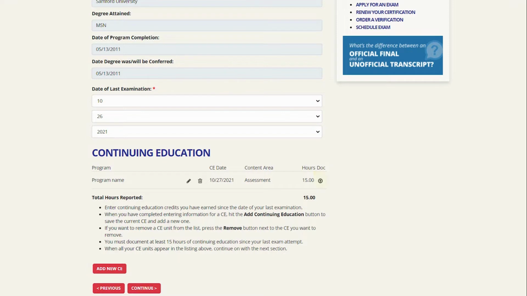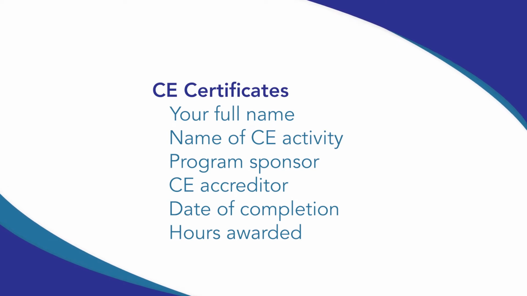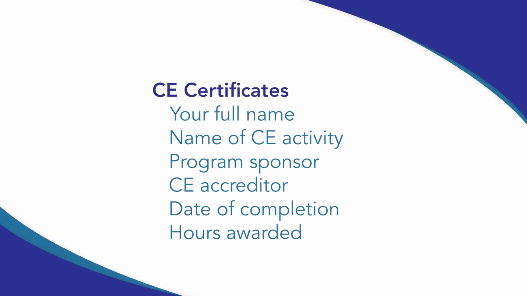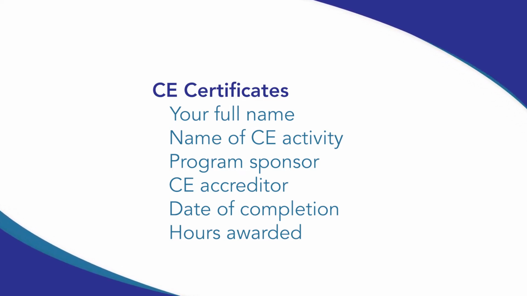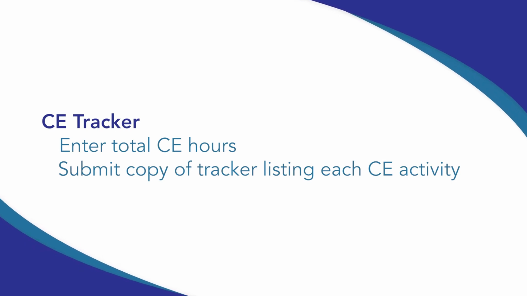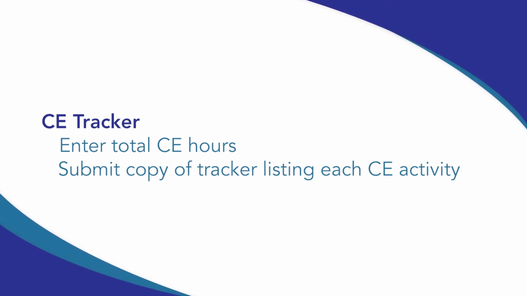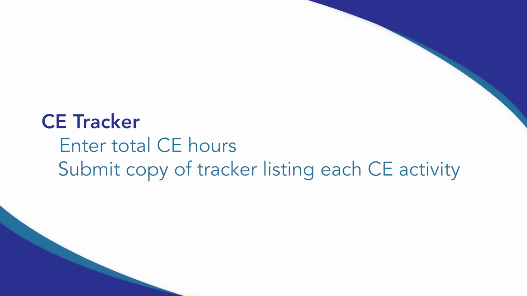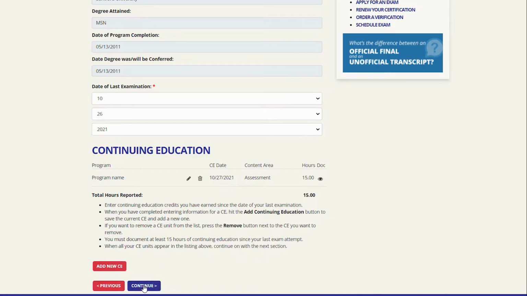To upload CE documents, click the arrow located on the right next to each CE activity. When your document has been successfully uploaded, an eye icon will appear, where you are able to view what you have uploaded. You may submit any of the following documents. CE certificates. CE certificates must include your name of the CE activity, program sponsor, CE accreditor, date of completion, and hours awarded. CE trackers. Enter the total CE hours on the sponsor's tracker as one entry on your application CE log. Then, submit a copy of the tracker listing each CE activity. Click Continue to move forward.